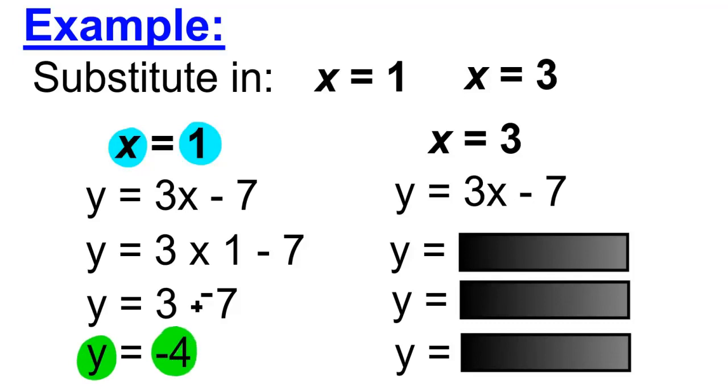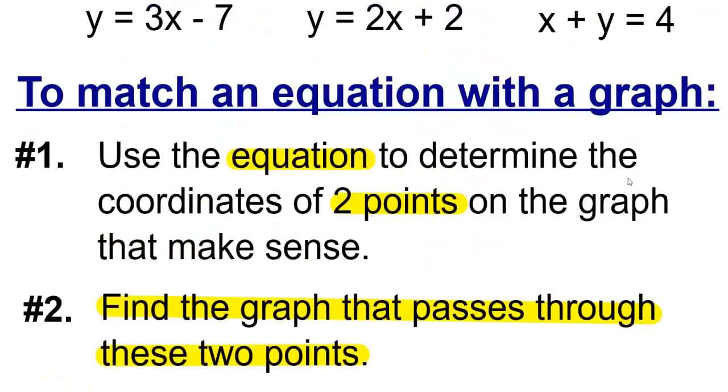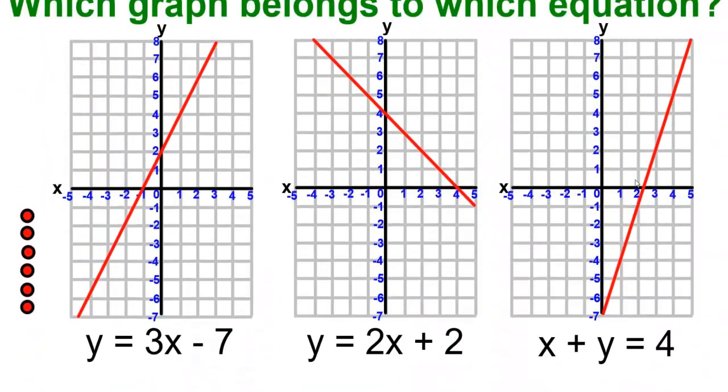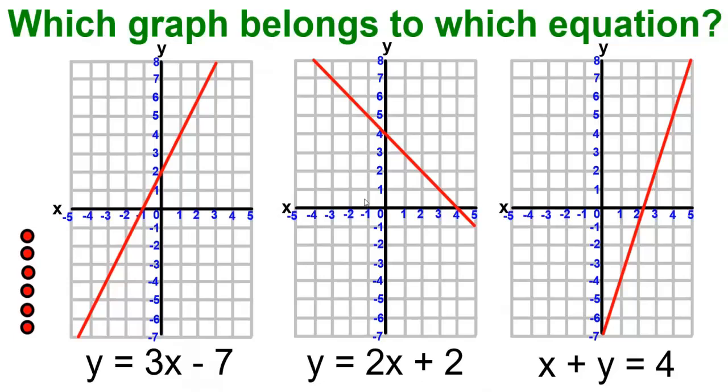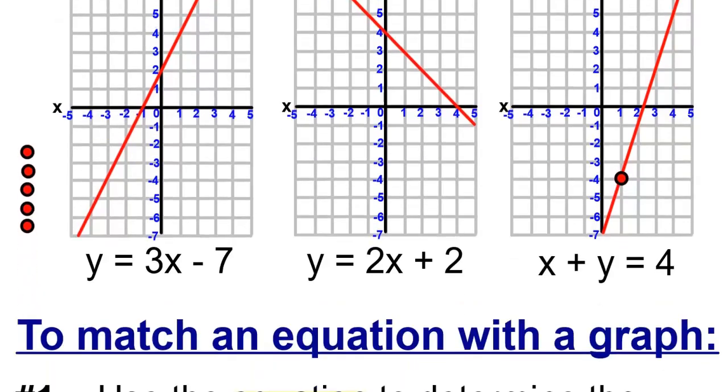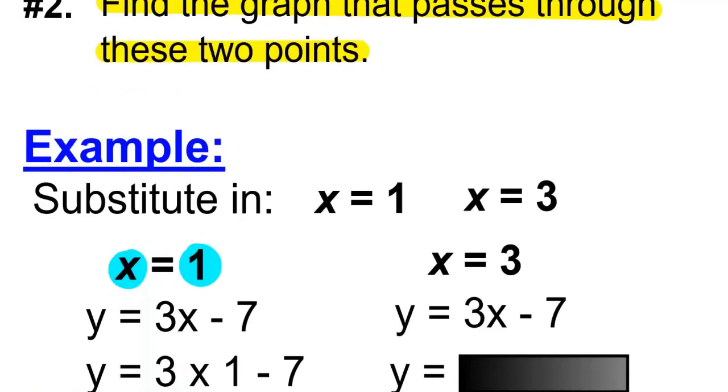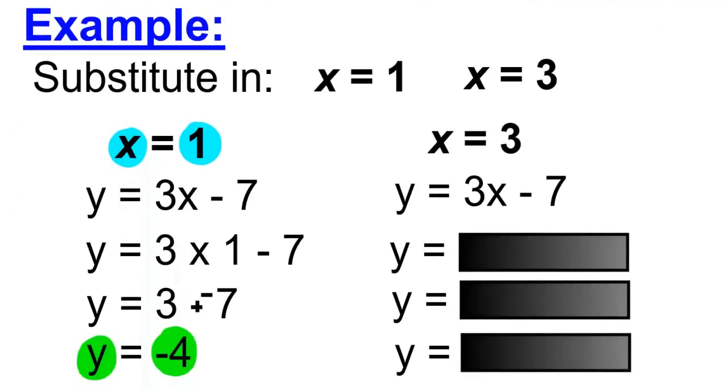Let's try to plot that on the graph. We'll look at the first graph. When x is equal to 1, y is equal to negative 4. It's not on the line. Doesn't work. On the third graph, x is equal to 1, y is equal to negative 4. It does fit on the line. Now we're going to confirm by trying x is equal to 3.